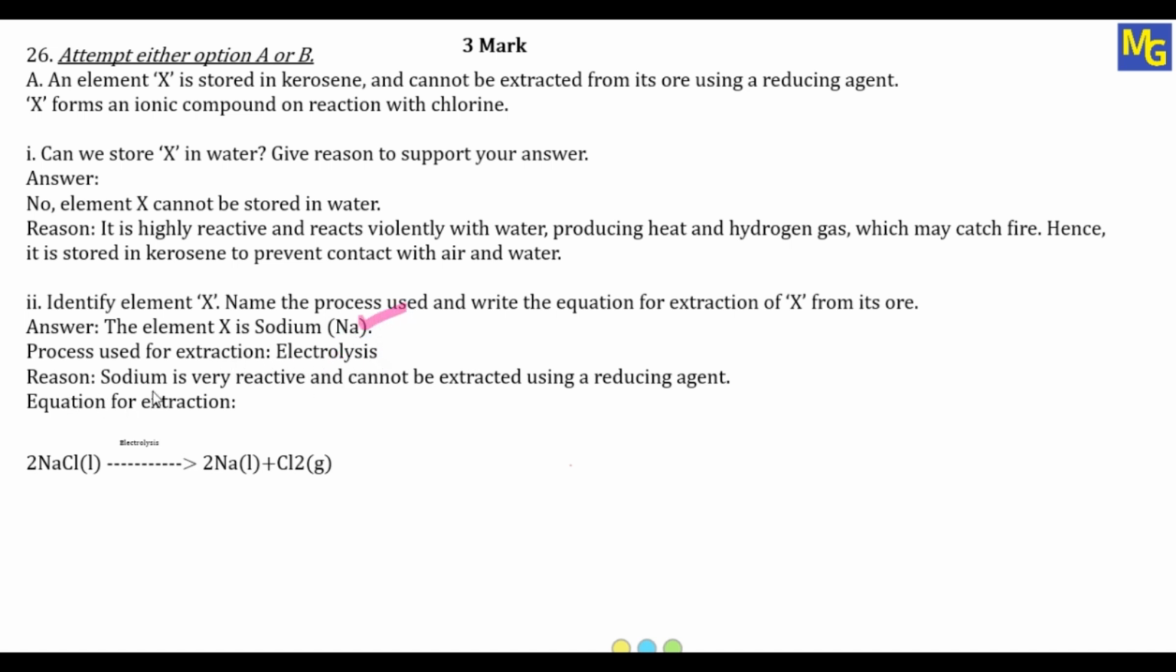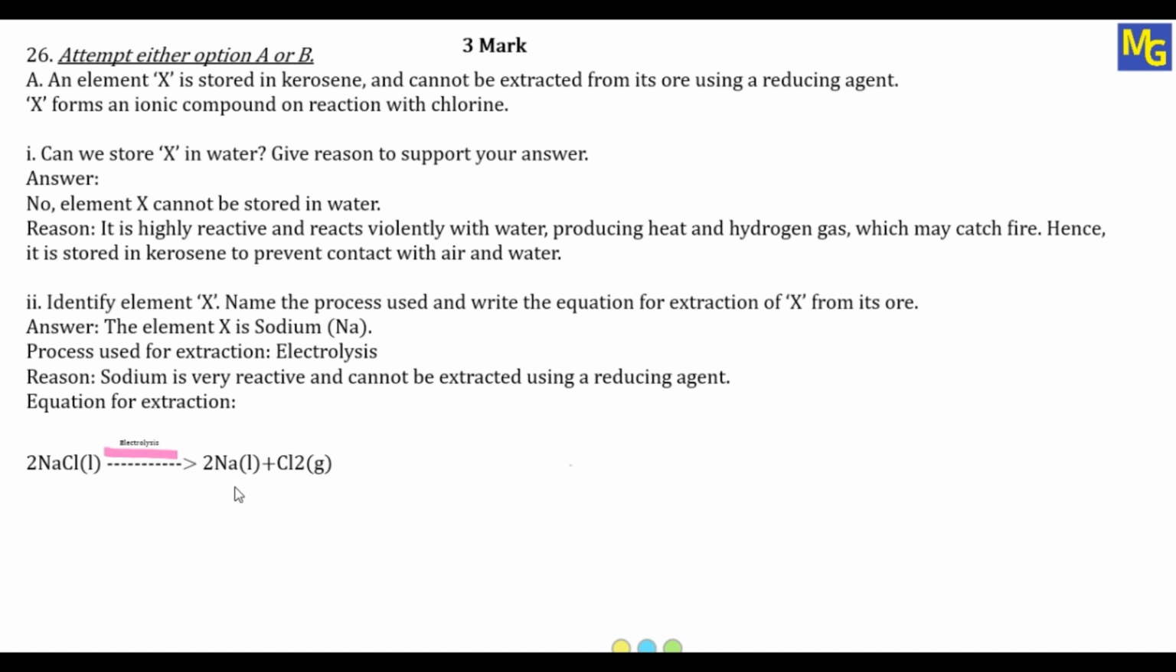The reason is that sodium is very reactive and cannot be extracted by using a reducing agent. And what is the reaction for this? Our ore is sodium chloride, NaCl. When you pass electric current, NaCl breaks, and Cl separates and Na separates. Na is the sodium which you want to separate, and Cl2 is the byproduct which you get here. So in this electrolysis process, we are going to use electrodes.